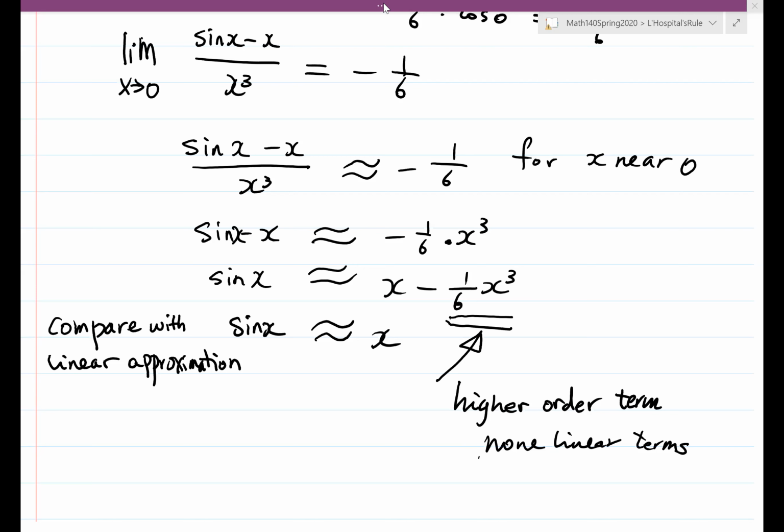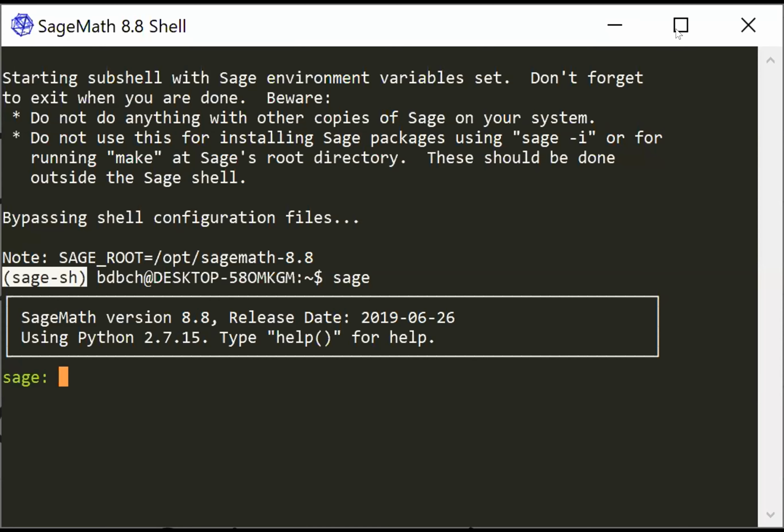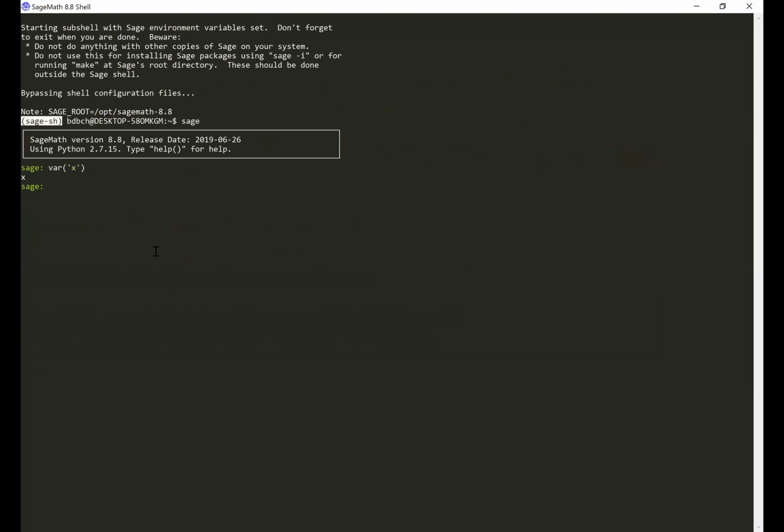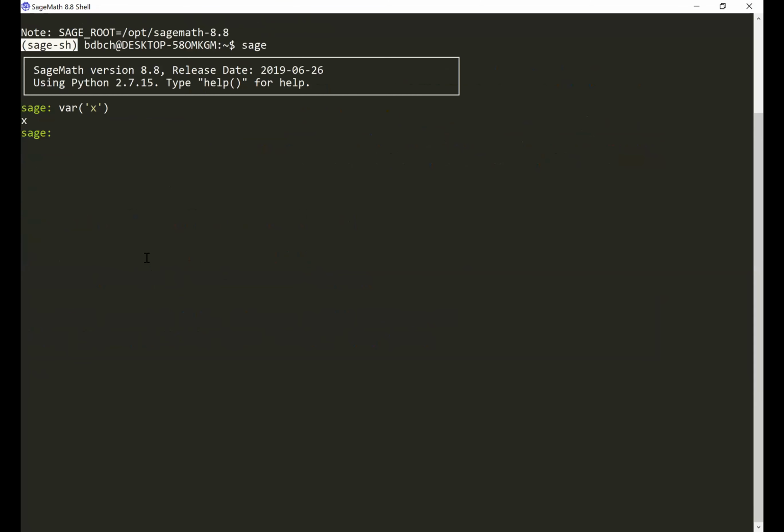Check the thing with the algebra package and see how good this approximation is. For instance, we check f(x). We define the variable x, define the function, and then define f(x) to be x minus x cubed over 6. Okay, so this is f(x).